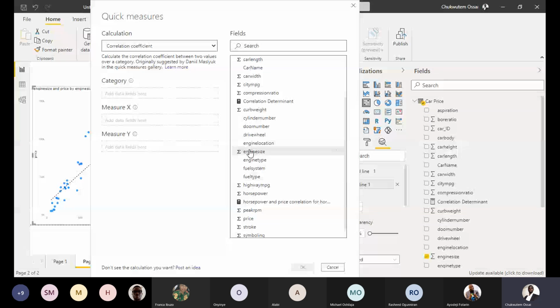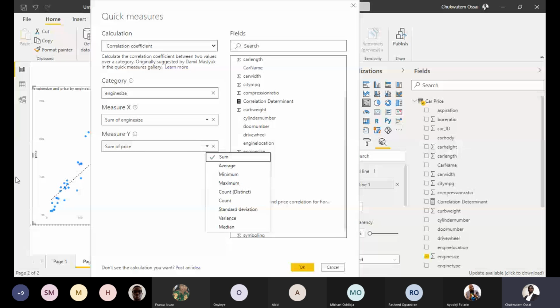And then for the X measure, the independent variable, which is the engine size, and then the measure of Y is the dependent variable, which is the price of the car. So I'm dropping the price here. You can maybe change what you have here to average, whichever one you want, and that will also determine the effect here. I'm okay with what I have here, and then I will click on OK.